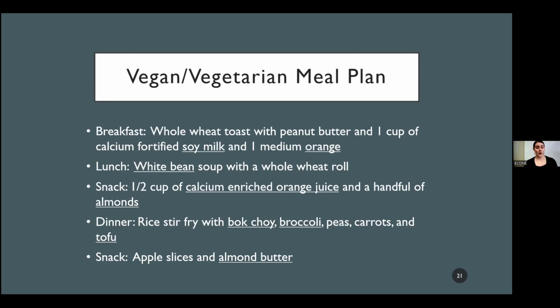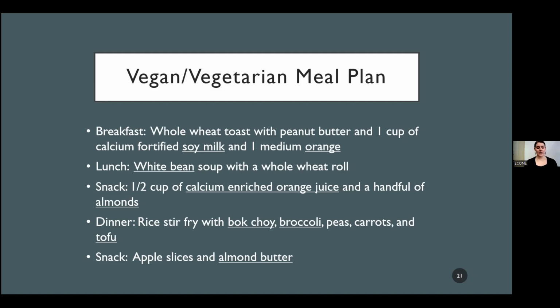For lunch, we could have white bean soup with a whole wheat roll. A lot of beans are also very high in calcium, but they're also high in protein, so that's always a good source. For snack, we could have 1/2 cup of calcium-enriched orange juice and a handful of almonds. Again, the orange juice and the almonds are high in calcium.